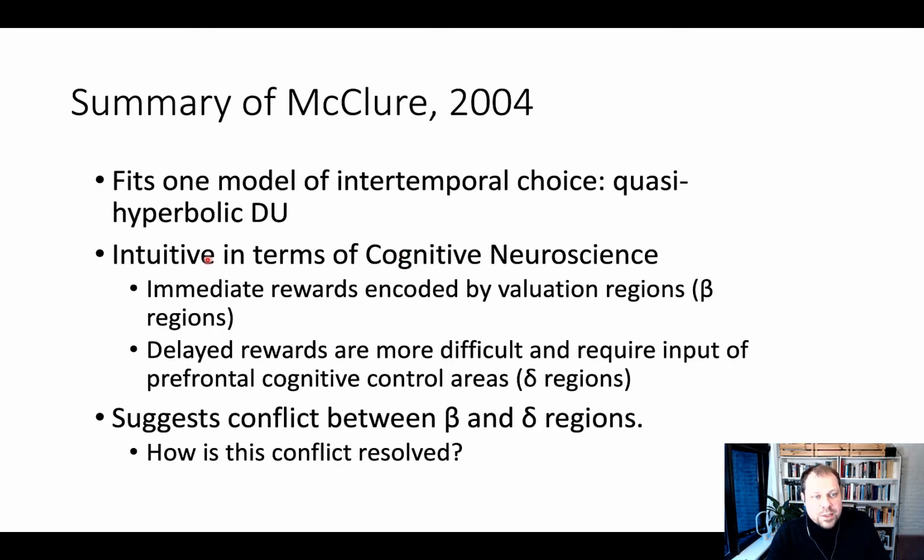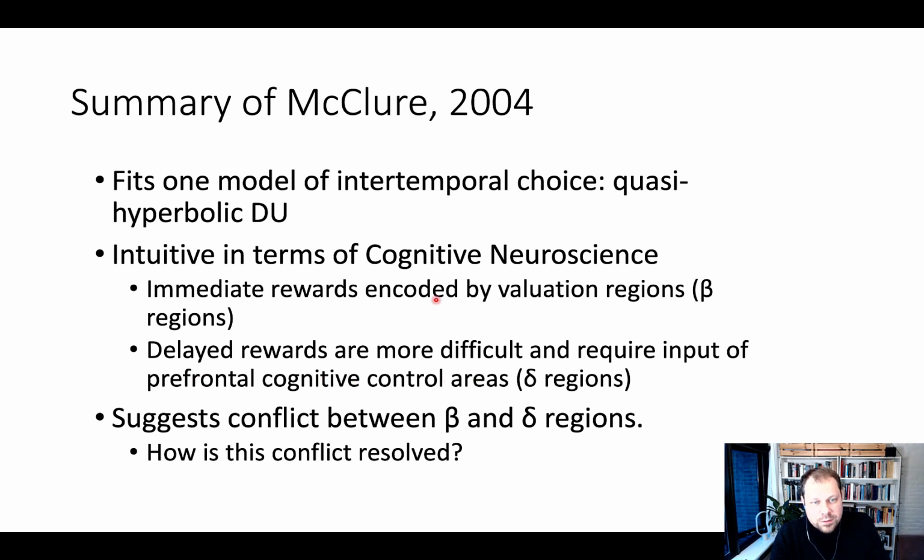So the results quite nicely fit one model of intertemporal choice, namely quasi-hyperbolic discounted utility, with two basically networks. One network called the beta regions involved in immediate rewards, which are also overlapping with valuation regions, and a second network, the delta regions, involved in delayed rewards, which may be more difficult and therefore require input of prefrontal and cognitive control areas.